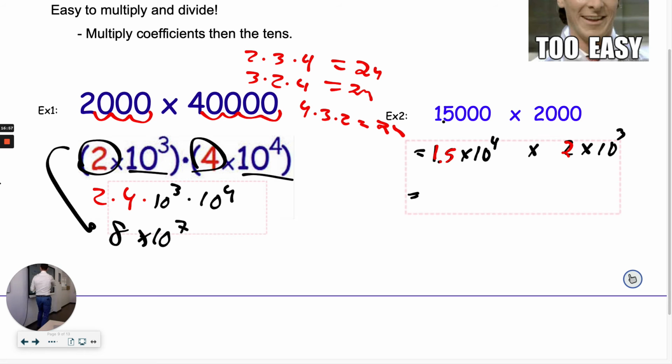Alright, so I just switched it into 1.5 times 10 to the fourth, 2 times 10 to the third, and I'm going to multiply those coefficients. So that's 3, which is nice, and then this is 10 to the 7. In this case, maybe it's not worth doing that, because they're fairly easy numbers, but when the numbers get kind of ugly, it's easier just to multiply the coefficients, multiply the powers. Cool, moving on.